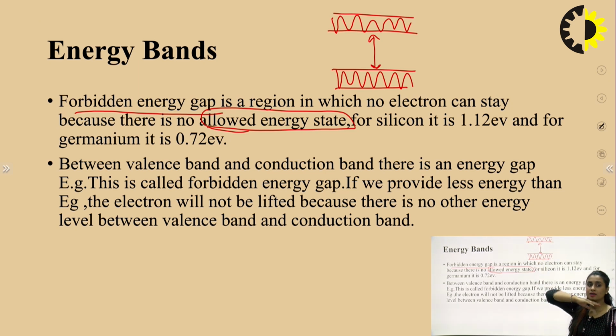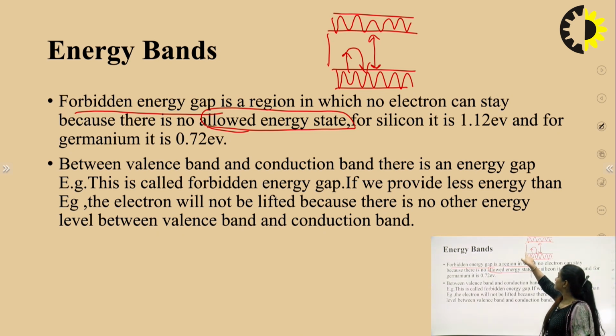If they have lesser energy, they'll stay in the valence band. If they're excited enough, they'll jump from here to the conduction band. If that energy is not sufficient for them to jump from the valence band to the conduction band, they'll return back to the valence band, but they'll not stay here. So this is the forbidden gap. For silicon, it is a fixed value, approximately 1.12 electron volt. We need to specify the units always, right? And for germanium, it is 0.72 electron volt.